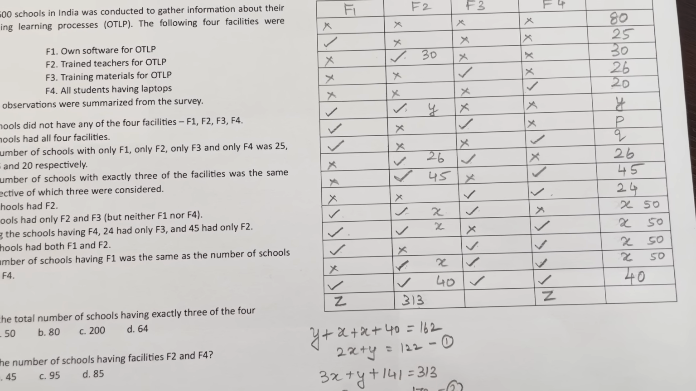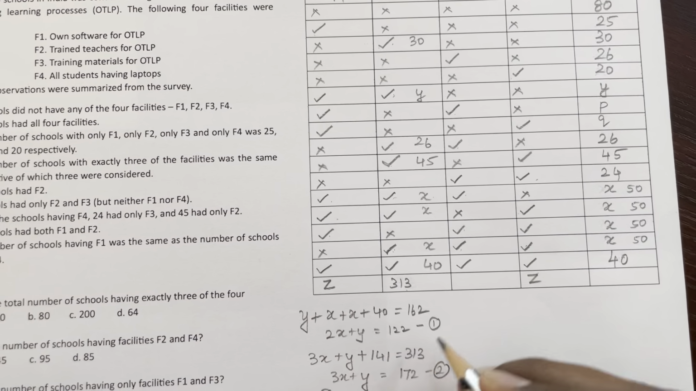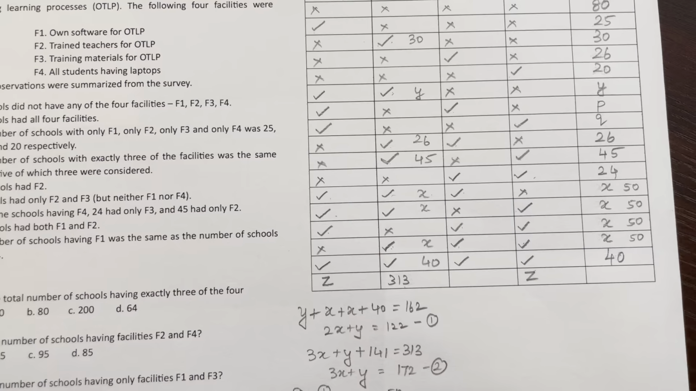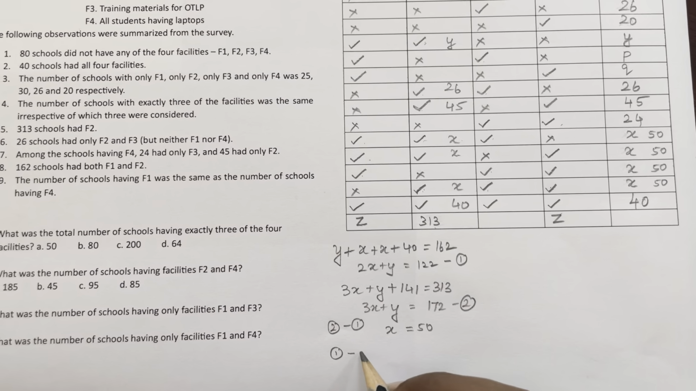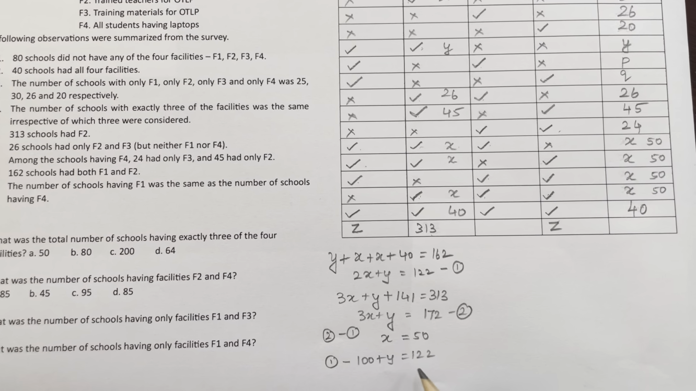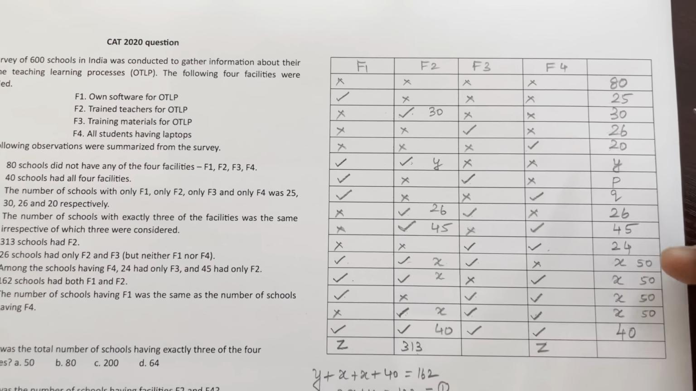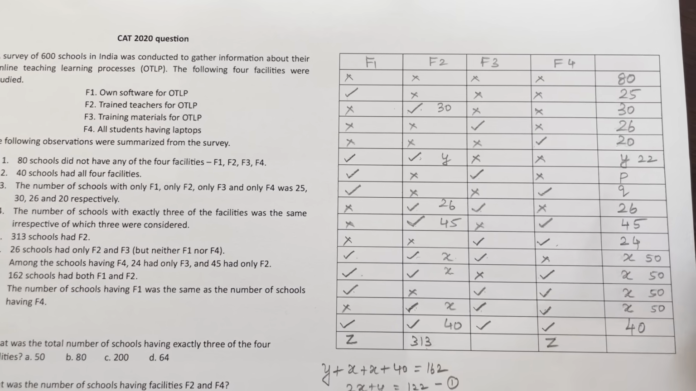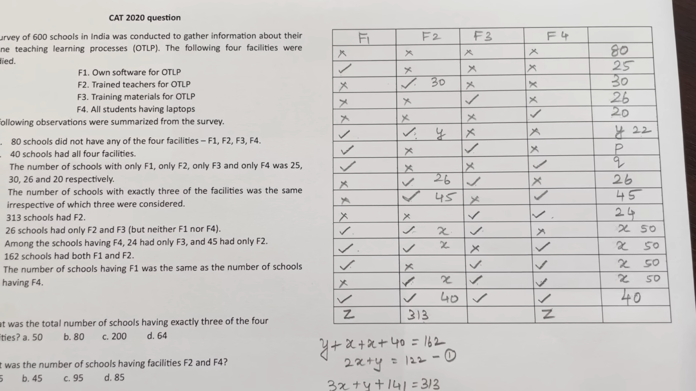So from one of the equations, we'll be able to find out what y is. Let us take equation number 1. So 2x is 100 in equation number 1. 2x, which is 100, plus y is equal to 122, which gives y equal to 22. So for this combination of having F1 and F2, there are 22 schools.